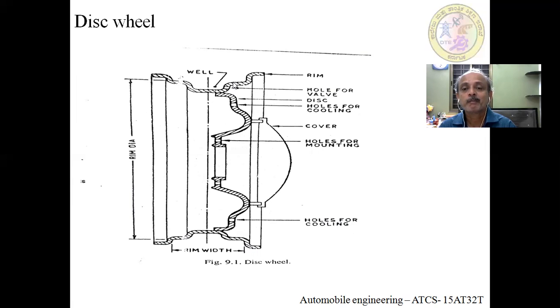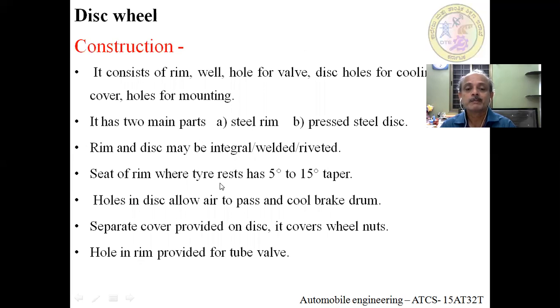You can see here, rim and disc may be integral, welded or riveted. The seat of the rim has 5 to 15-degree taperness. Holes allow the air to pass and cool the brake drum. So that is the main.